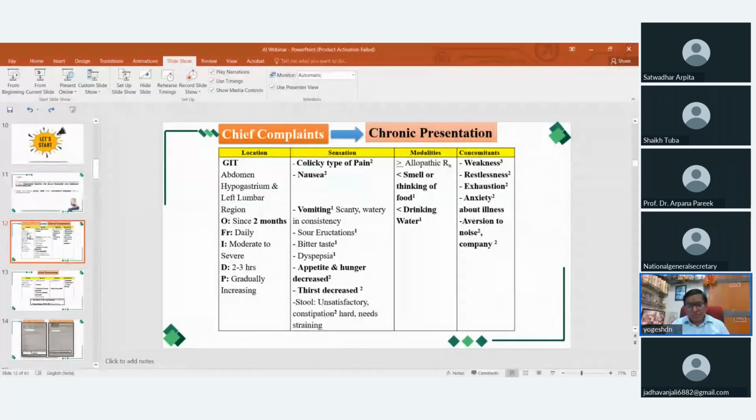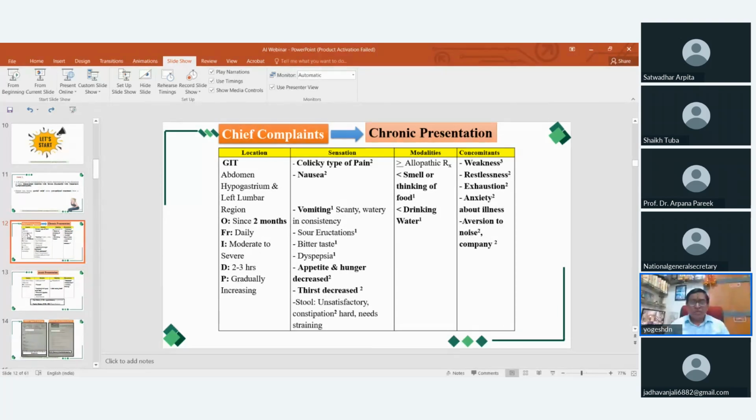Now if you see, there are two things in this case that I will let you know. This is the chronic presentation, the way in which the data has been organized in terms of location, sensation, modalities, and concomitants. The location, as I have already mentioned, is that the patient was having colicky type of pain in the abdomen. That means the system involved is GIT. Again, in the abdomen, the specific region is the hypogastrium and left lumbar region, that is the side.